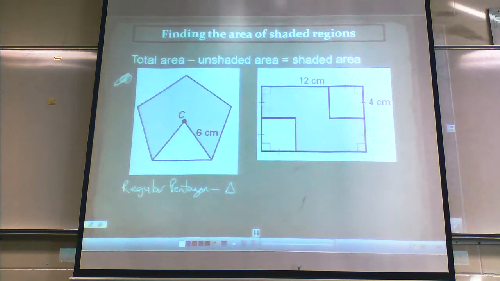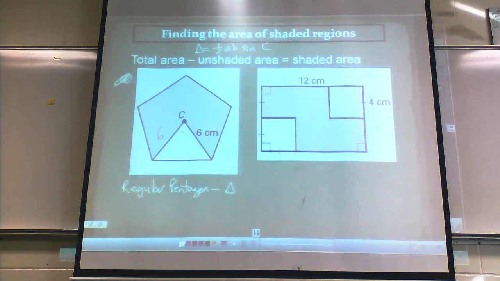Okay, is that the radius of the regular pentagon? Yes. So here's the thing. Remember, if you've got the radius, all you really need to do is find this angle measure, because that's 6. Then we're going to do the alternate formula for the triangle. Remember, the other area for the triangle is 1/2 AB sine of the angle between them.